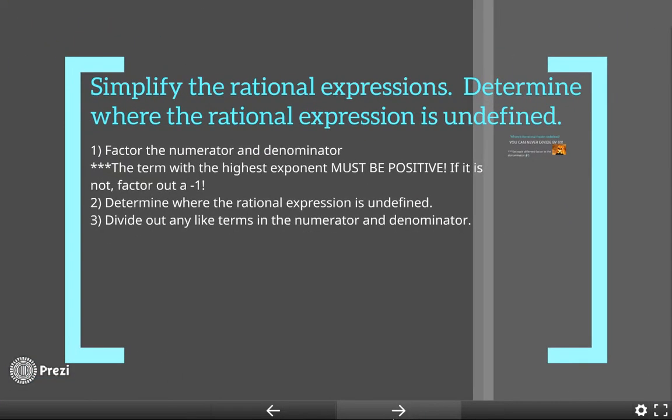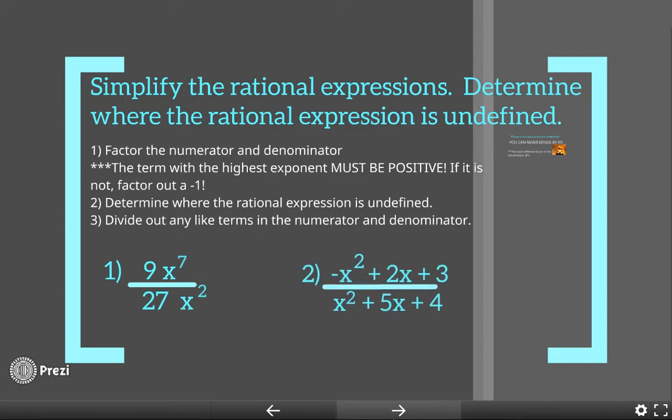So let's get back to the problem. In examples 1 and 2, we will be simplifying. And remember, we have to make sure the first term is not negative. If so, we have to factor out a -1.